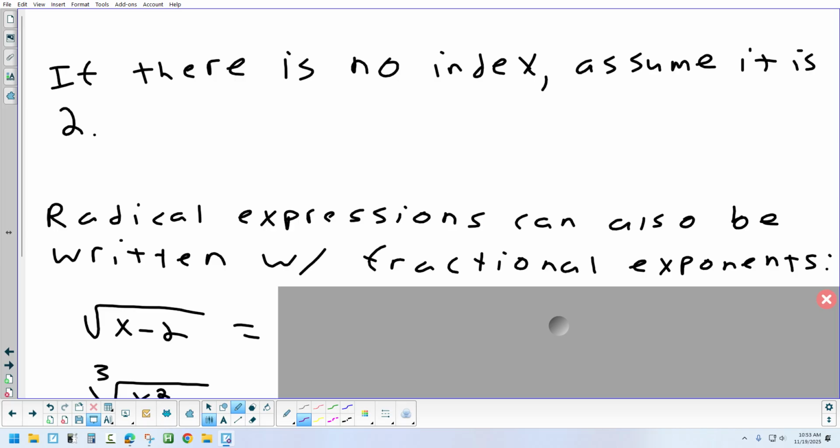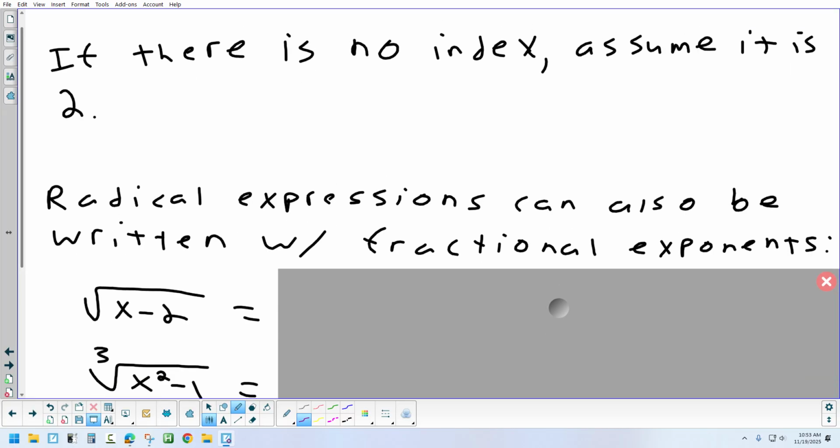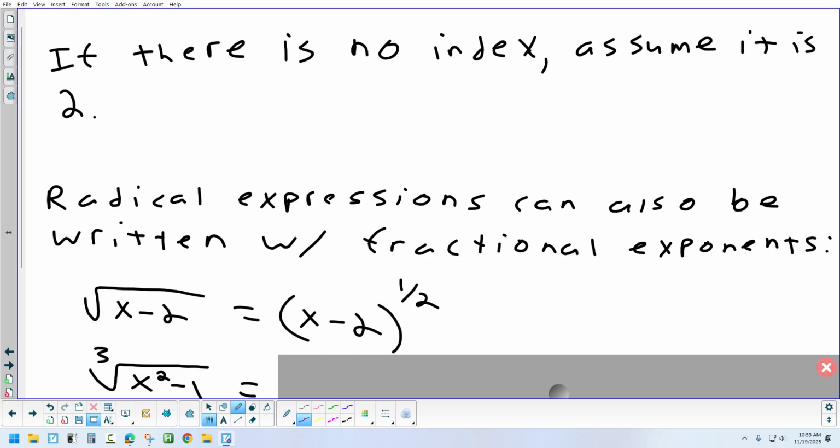Now, when you write something with a radical, there is actually another way you can write it without a radical and have it mean the same thing. There is a power that you could raise x minus 2 to, and it would mean the same as the square root. Does anybody know what power means exactly the same thing as a square root symbol? Yep, to the 1/2.